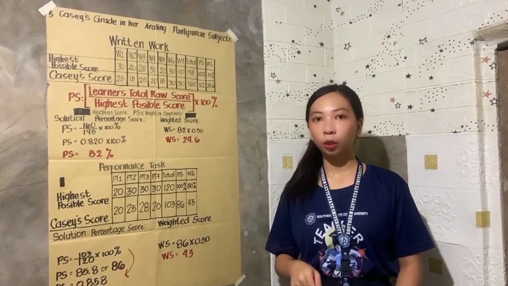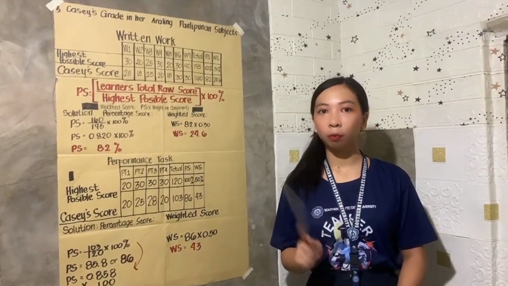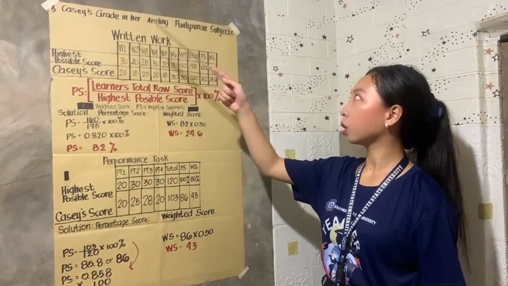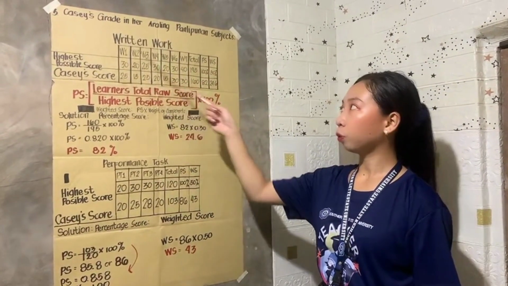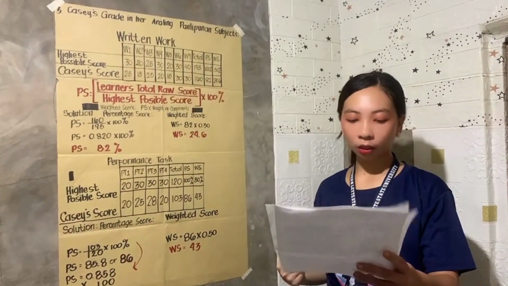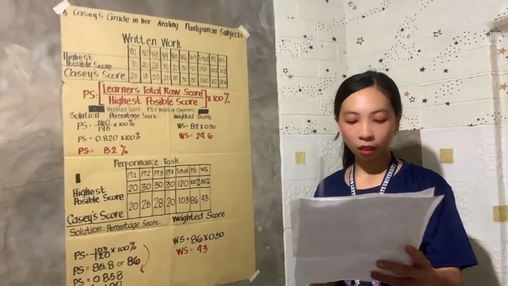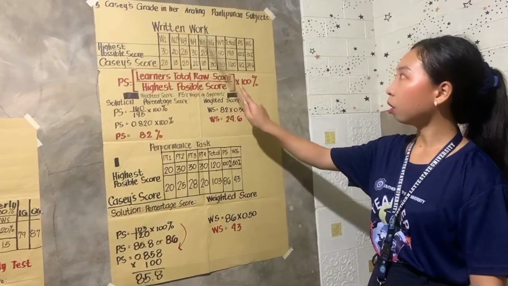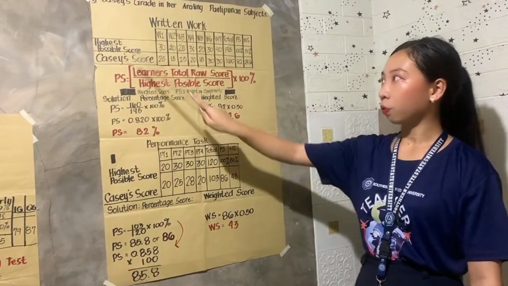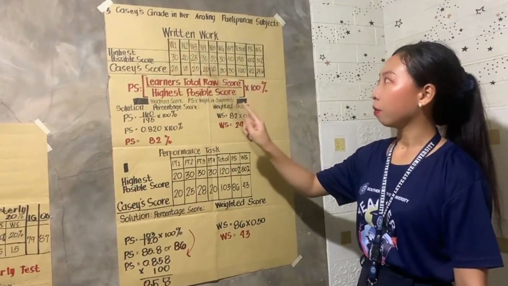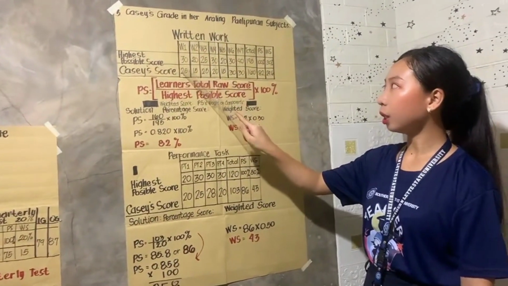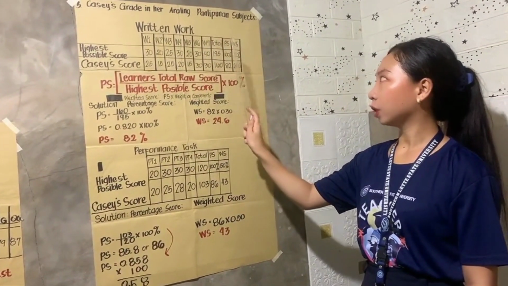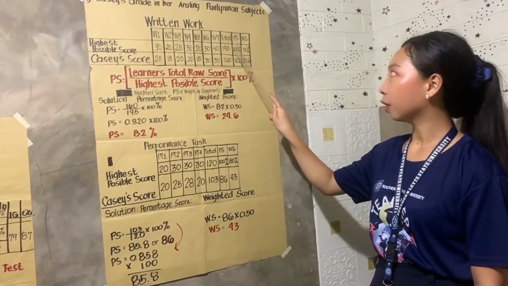So for number 3, we're going to compute the grade of Cassie in Araling Panlipunan. We're going to compute first the written work. Written work contains concept maps, essays, writings, views on articles, and reaction papers. All in all, the written work is up to 7. So the highest possible scores are 30, 20, 25, 30, 20, 30, 40. The total is 195.